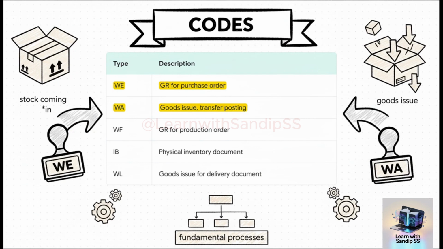And what's really cool is we can see the most common stamps you'll be dealing with right here. Seriously, as a consultant, you are going to live and breathe these codes. The two big ones you absolutely have to know are WE for a goods receipt, that's stock coming in from a PO, and WA for goods issues and transfer postings. Knowing these is just fundamental.